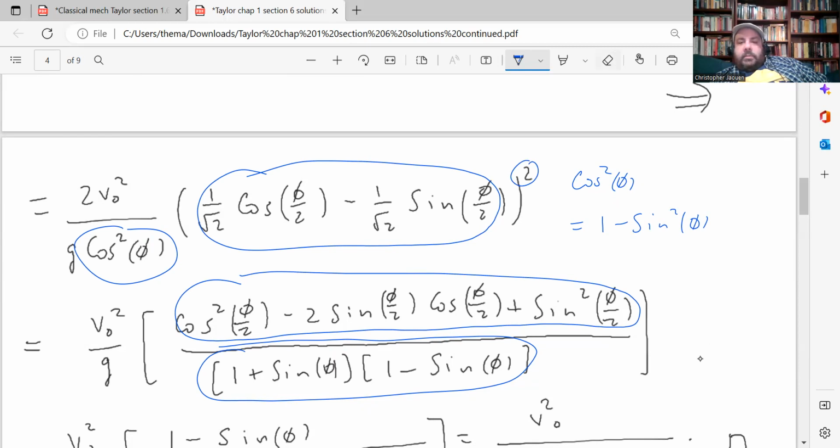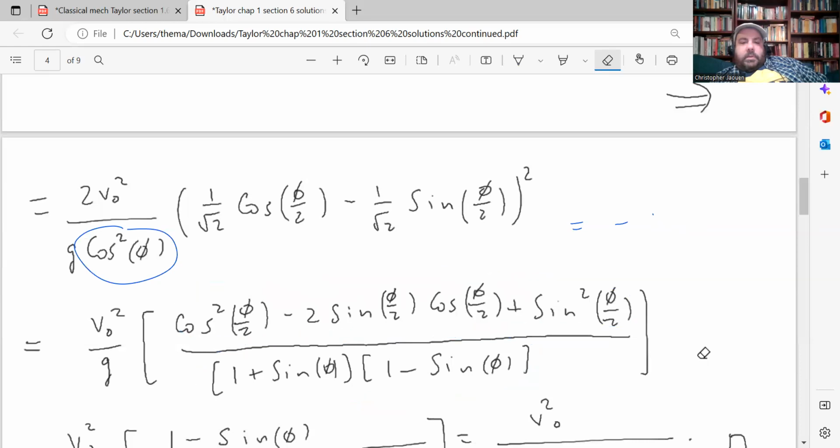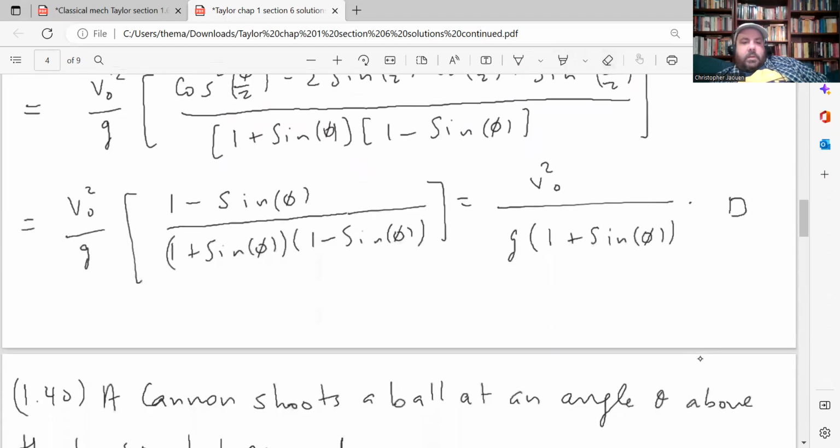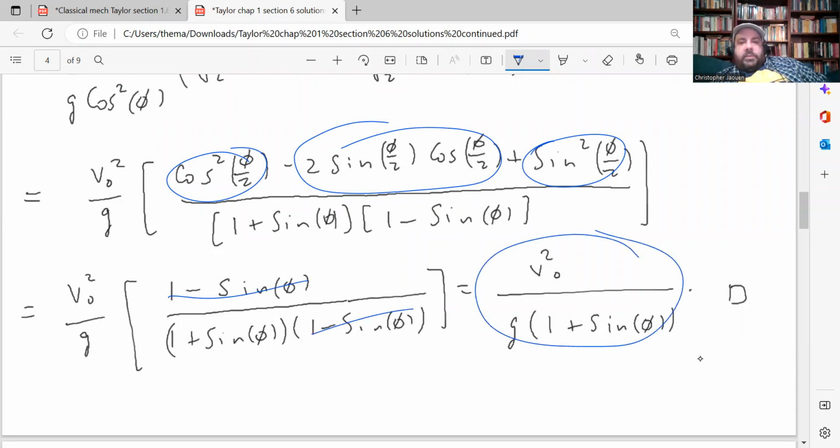And then simplifying things, what do I get? Oh yeah. So here, this plus this is 1, and this is sine 2 phi over 2 again, but using trig identities, sine of 2 phi over 2 is sine of phi, so you get 1 minus sine phi, and then notice that these actually cancel, and you get the quantity that they ask you to find.